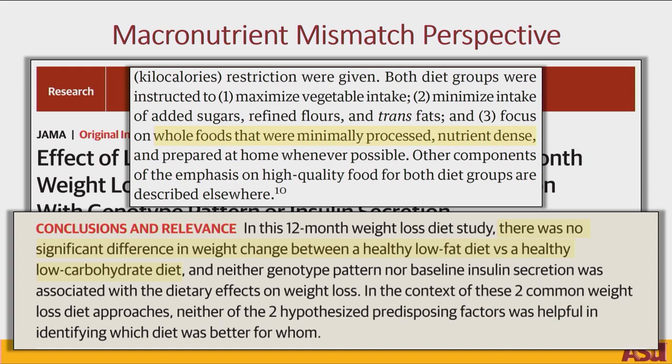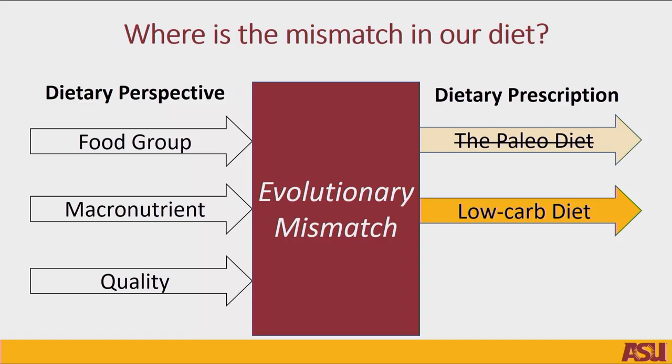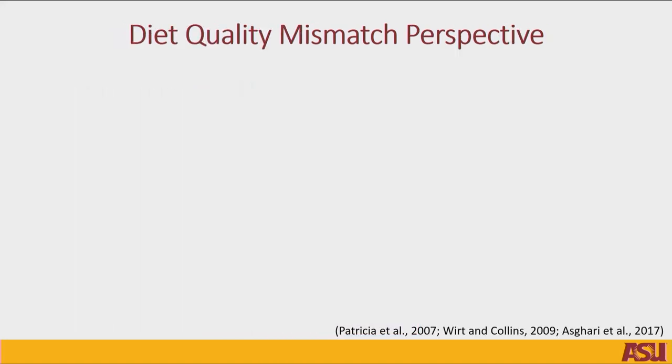On top of that, there was no statistical difference between the two groups, and a decrease in the prevalence of metabolic syndrome. So it basically equally improved a number of physiological markers that were studied throughout the study. So again, there seems to be something else above the macronutrient level that really needs to be considered. So next we're going to move on to quality and look at diet quality.